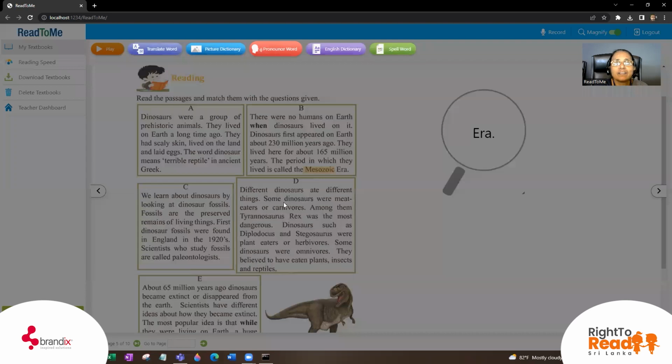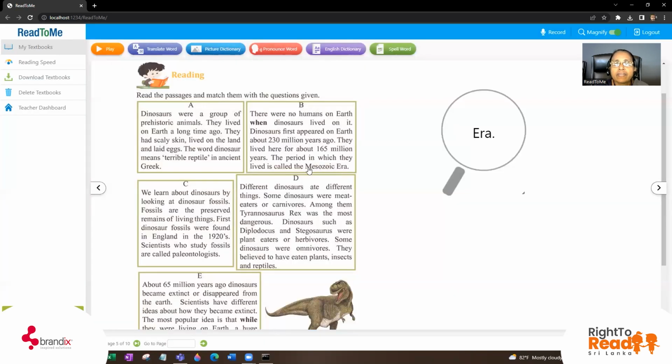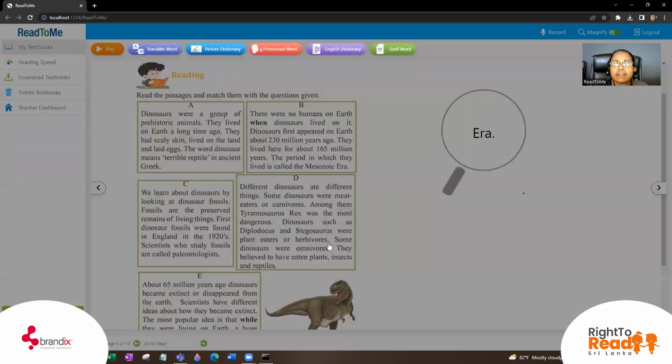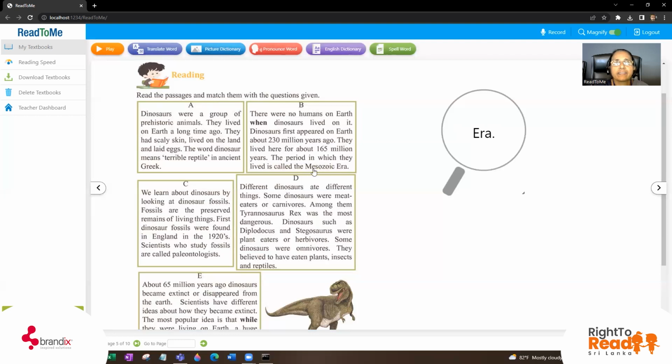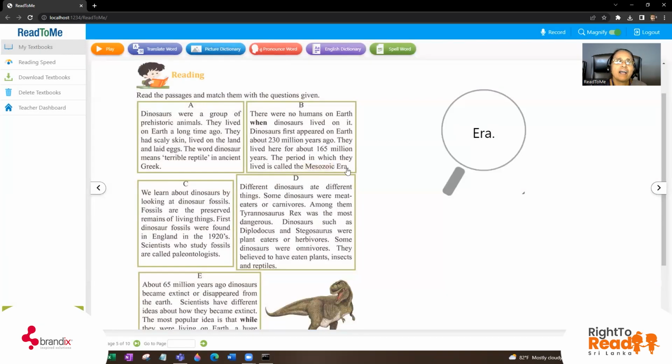What is the period in which they lived? Mesozoic. Pronounce the word. Mesozoic. Mesozoic era. The period. Era. Good. Let's read caption C.